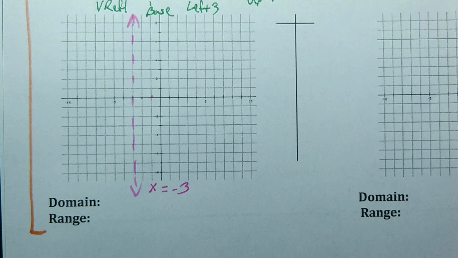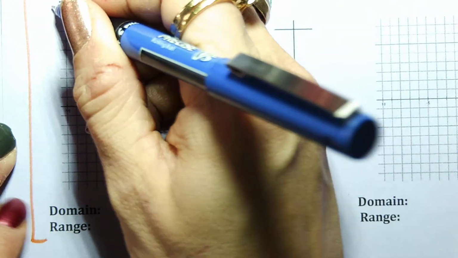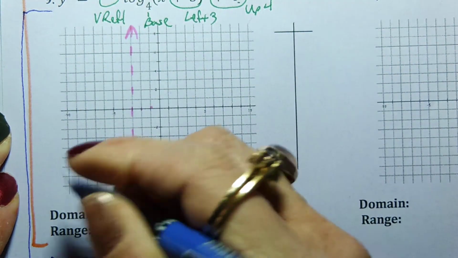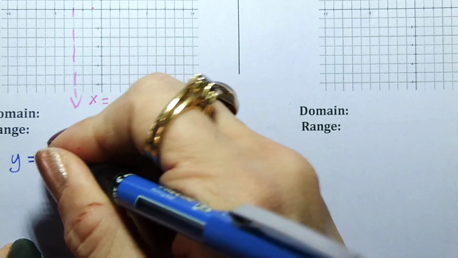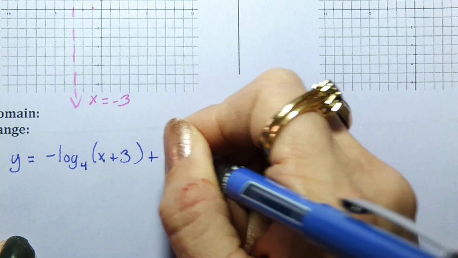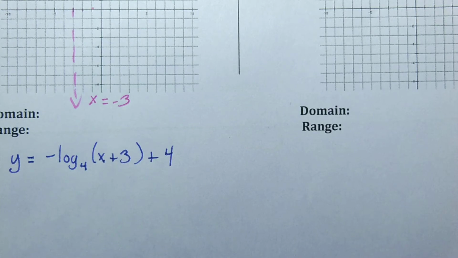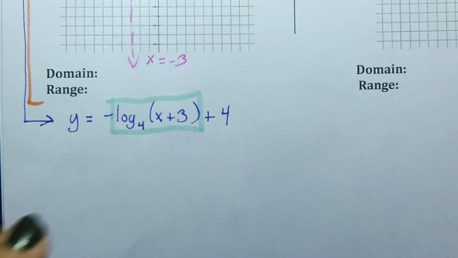Are we okay with that part, with the transformations and how we describe them for both exponentials and logs? Let's go ahead and move to the harder part, which is taking this logarithmic function and writing it in exponential form. So we've got y equals negative log base 4 of x plus 3, plus 4. Is my log isolated? Nope. So what do you want to do first to isolate the log? Minus the 4. Perfect.